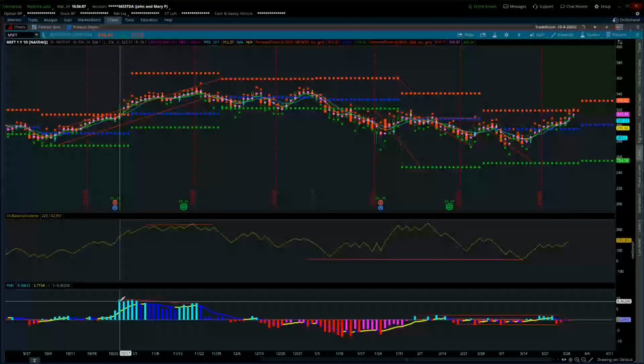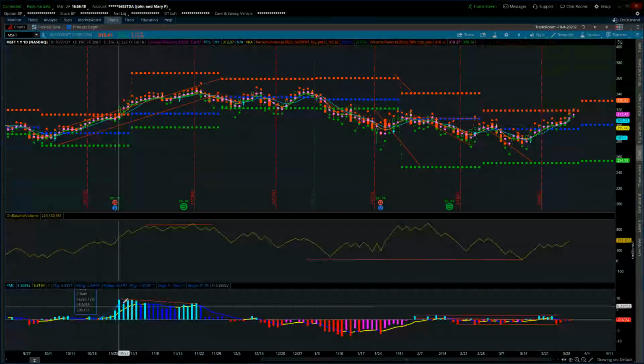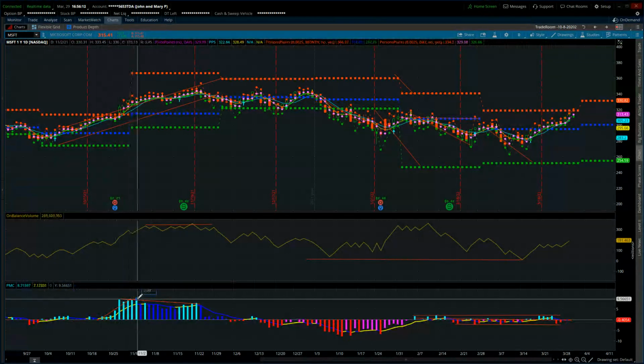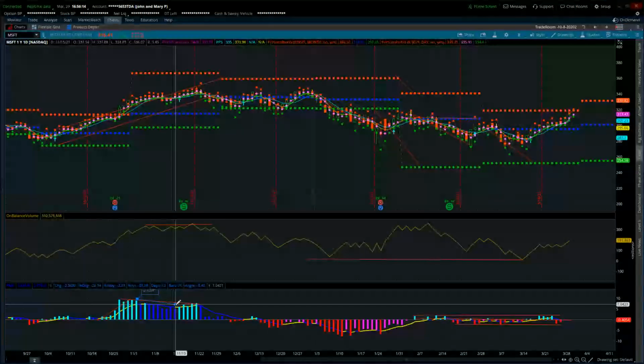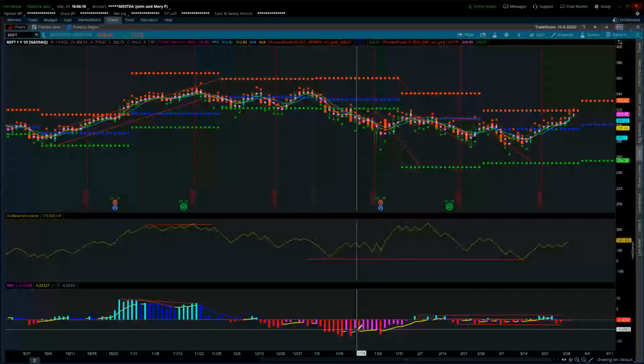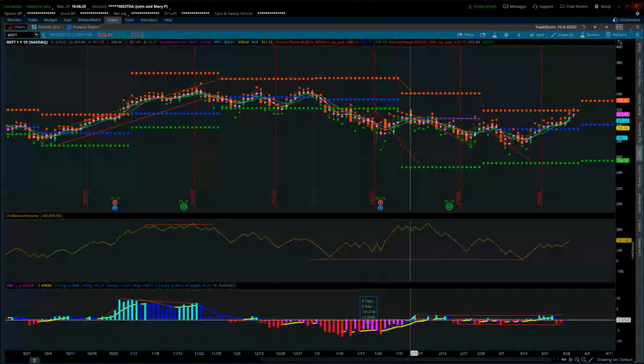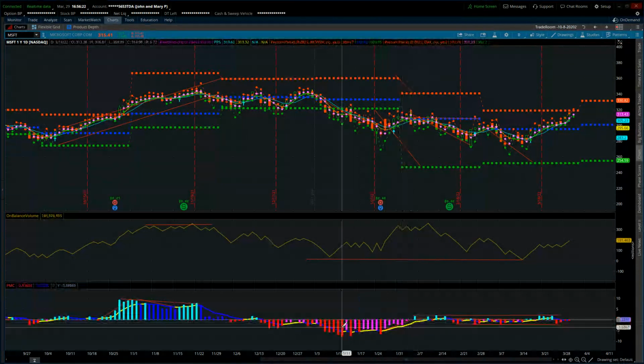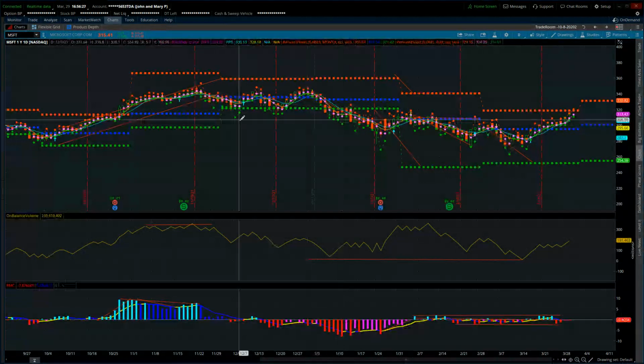PMC, simply, we have 4 colors. Bright blue means the market's outperforming. Dark blue means the market is starting to weaken. Red means the market is lagging. And fuchsia means it's starting to show relative performance improvement. 4 cycles, this stock relative to the S&P 500.